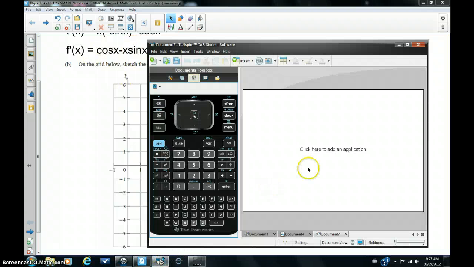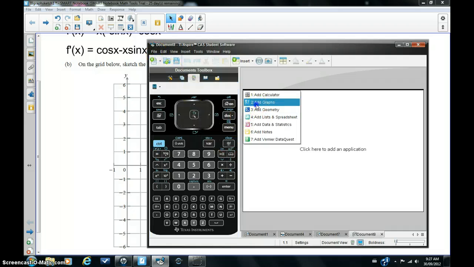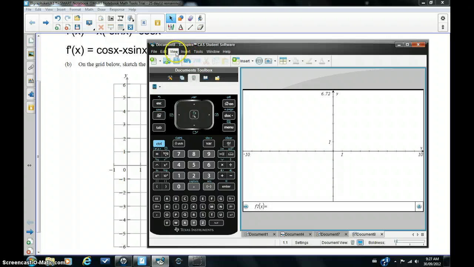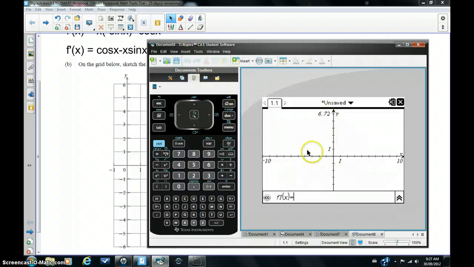So I'm going to go into the calculator, and add graphs. I'm just going to change the view, and I'm going to enter the function now at the bottom, which is cosine of x. Now it's important you put the x in brackets, minus x times, and hit the multiplication sign, the x should be in brackets as well, and hit enter.